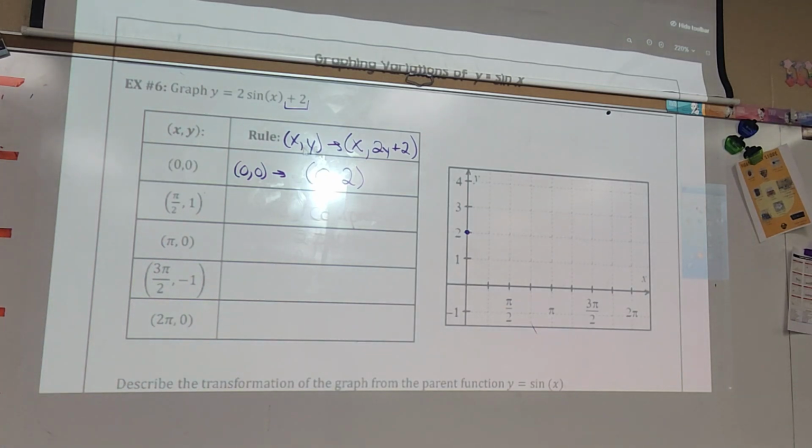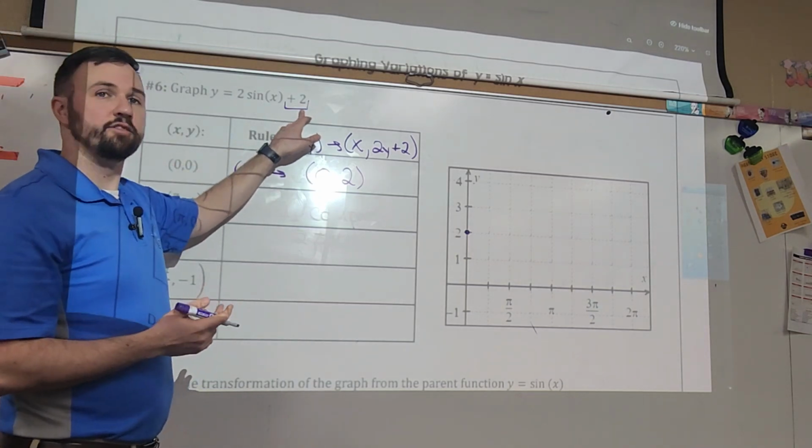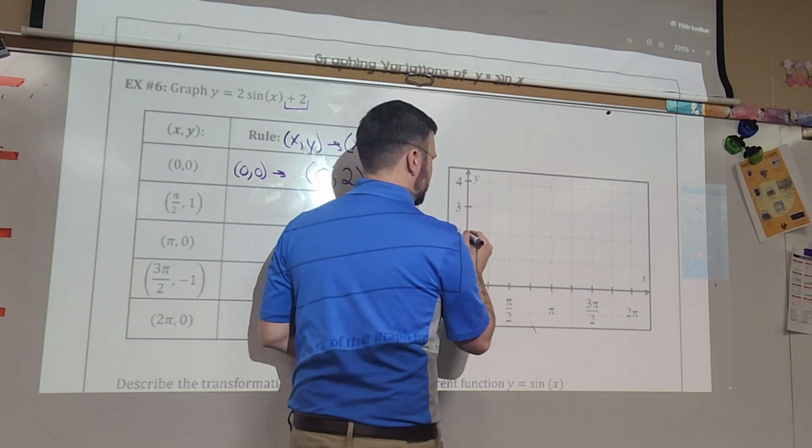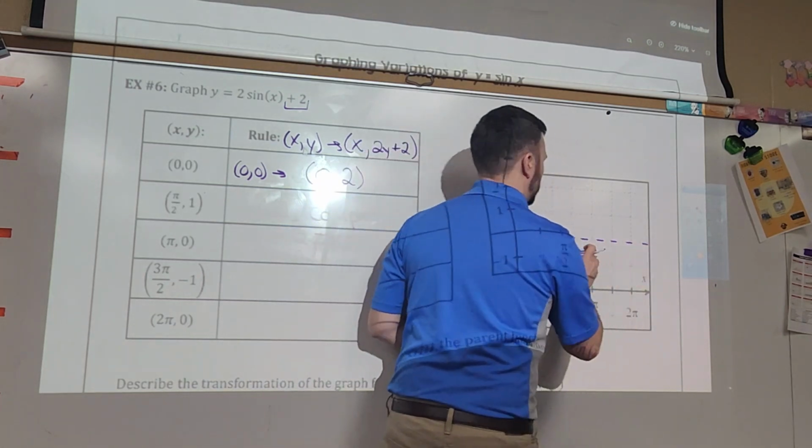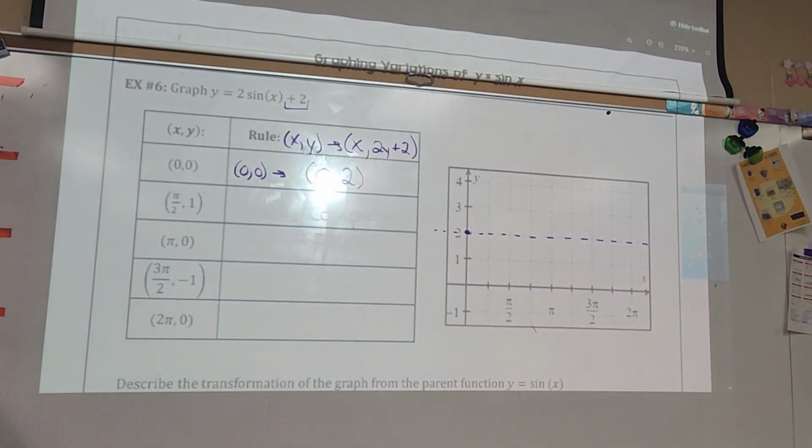Because we shifted it up. Do you know how I had you guys sketch in midlines? What's my midline going to be on this? 2, because we shifted up 2. So if you want to think about it, your intercept's going to cross your new midline. Does that make sense? And now my amplitude is 2. I'm going 2 up and down from that new midline I drew, right?